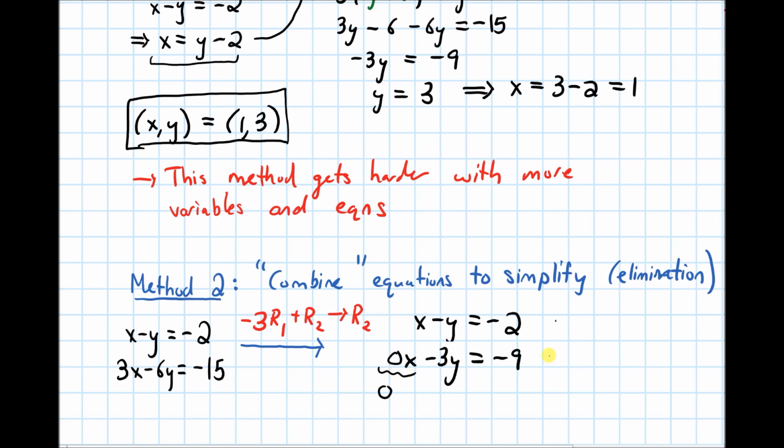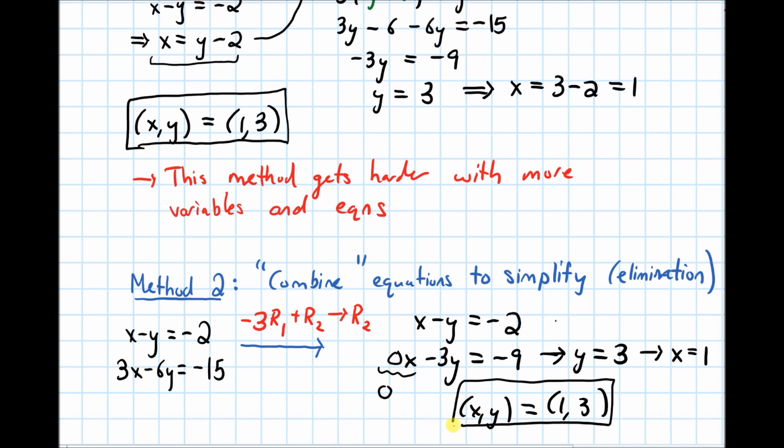Okay, so at this point in my second equation, if I divide both sides by -3, I get y equals 3. So I got y. And then by doing the same thing I did in the first method, at this point I could figure out what x is by plugging in y into either of these equations. And if I do that, I get x equals 1. Okay, and that's the same answer that we had in the first method. So x comma y equals 1 comma 3. Okay, so it's good that we're getting the same answer in both of these ways.